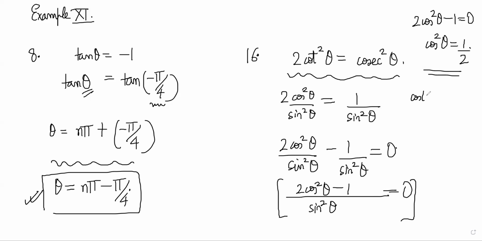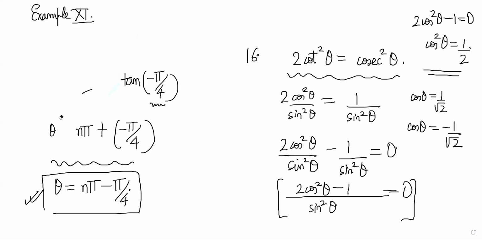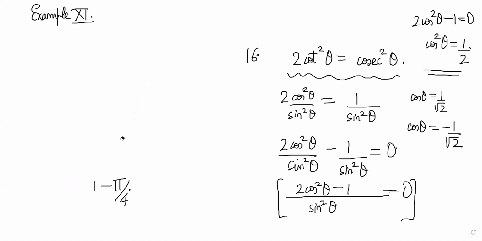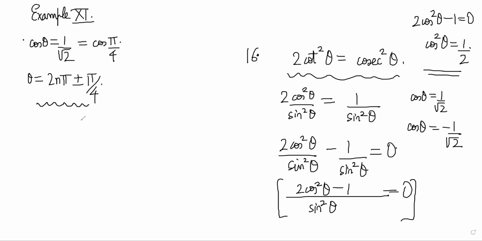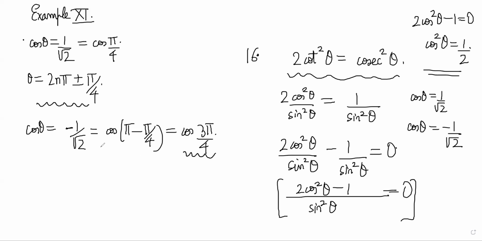So if cos square theta is half, cos theta can be 1 by root 2, or cos theta can be minus 1 by root 2, right? Now both of the possibilities are true, so you have to get the answer for both the cases. It's not just one case I'll take and leave it. For example, if cos theta is equal to 1 by root 2, that is cos of pi by 4, and the general solution in this case is theta is equal to 2n pi plus minus pi by 4. However, if cos theta is minus 1 by root 2, minus 1 by root 2 comes if you do pi minus pi by 4. We know cos of pi minus theta is minus cos theta. So cos 3 pi by 4 is equal to minus 1 by root 2. So we also get the situation where theta is 2n pi plus minus 3 pi by 4.